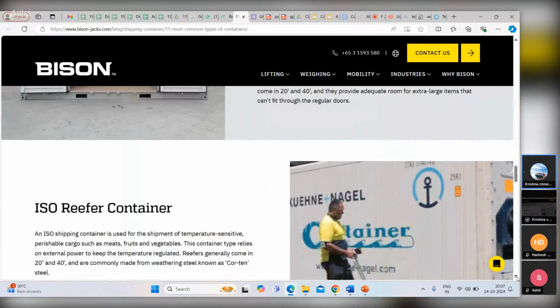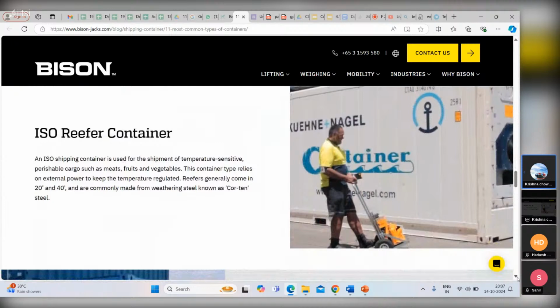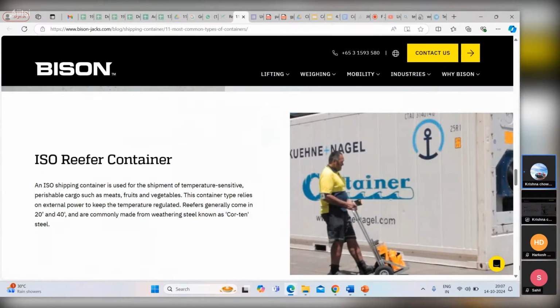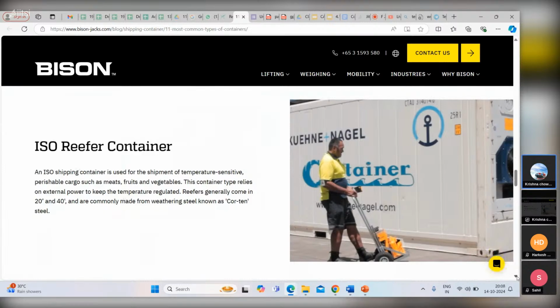Then reefer container, we'll study that in detail. The reefer container is basically for loading refrigerated cargo like fruits, vegetables, meats, etc. It is an ISO shipping container used for the shipment of temperature-sensitive perishable cargo such as meats, fruits, and vegetables. This container type relies on external power to keep the temperature regulated.